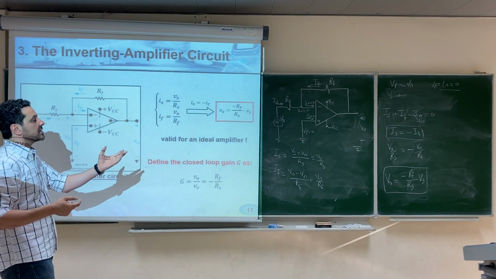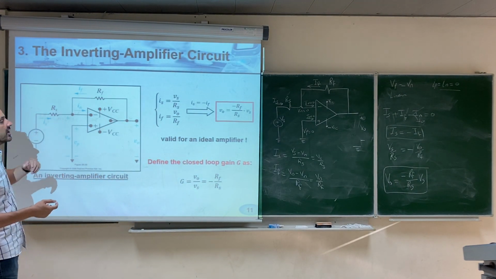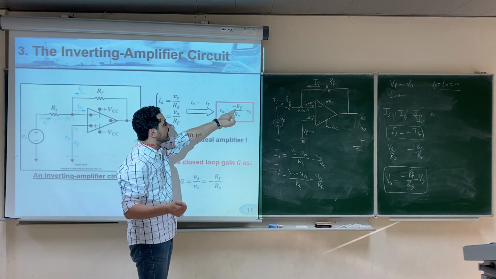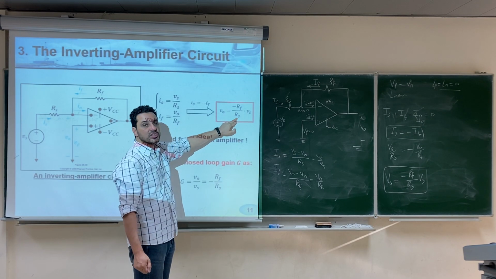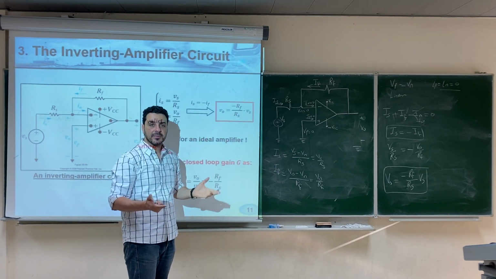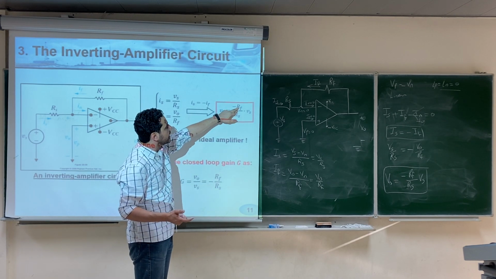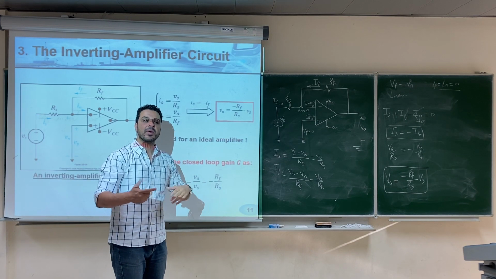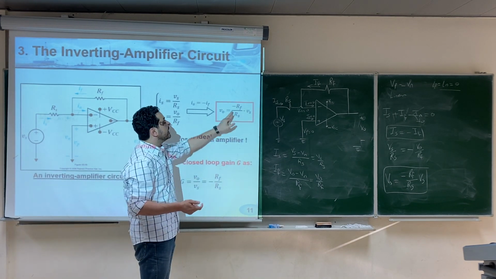So this is a very famous equation for a very famous application called the inverting amplifier. You can choose Rf and Rs, whatever you want. If you choose Rf to be 10 kilo and Rs 1 kilo, then you are going to amplify the input by a factor of 10. If you choose this to be 100 kilo and this is 1 kilo, you are going to amplify the input by a factor of 100. And there is a negative sign.